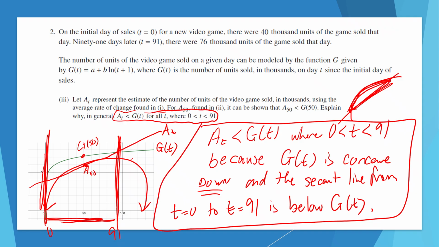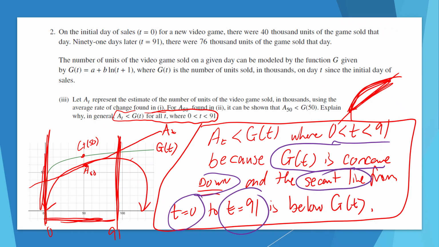So here's the three things I'm looking for. G of t is concave down. I need to see that somewhere. You could say the rate of change is decreasing. That's fine too. The next thing is the term secant line. And then the third thing is the two endpoints of the secant line, right? It went from 0 to 91. I need to see those 2 points that provided that placement of the line before you finish writing your answer to this question. So make sure that you include the endpoints there.